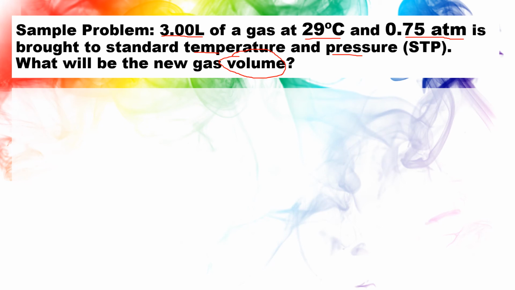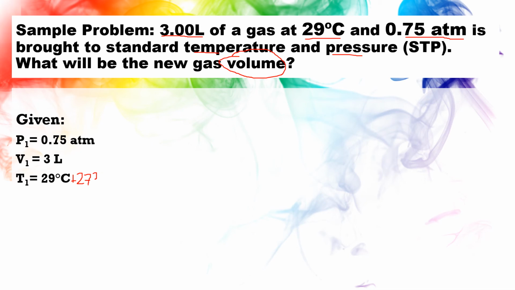So we write the given. Initial pressure is 0.75 atmospheres. Initial volume is the 3 liters. Initial temperature is the 29 degrees Celsius. Convert this first to kelvins. So that will be plus 273. So 29 plus 273 is 302 kelvins. And then for final pressure, it's 1 atm.